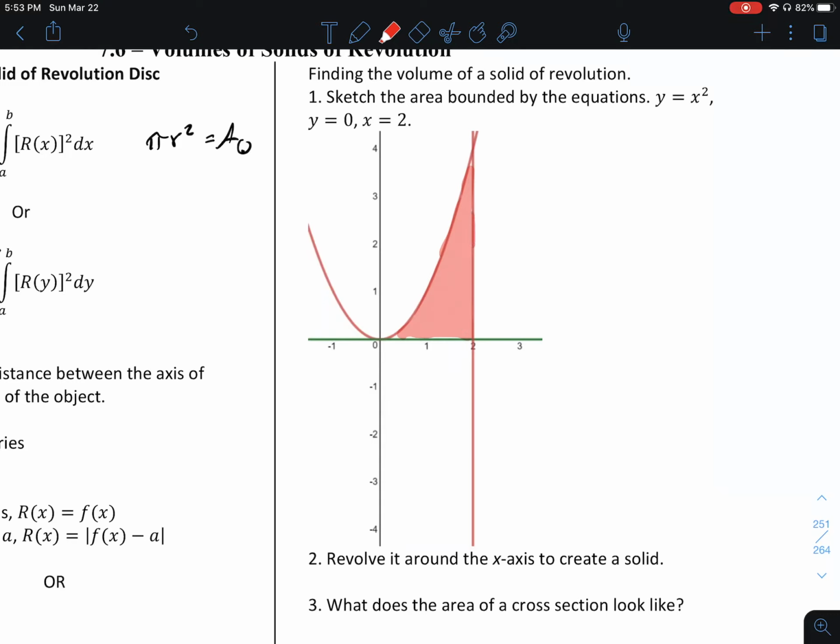So I'm supposed to do it for number 1. Number 2, revolve it around the x-axis to create a solid. So to revolve around the x-axis, we often draw this, which just shows what the axis of revolution is.